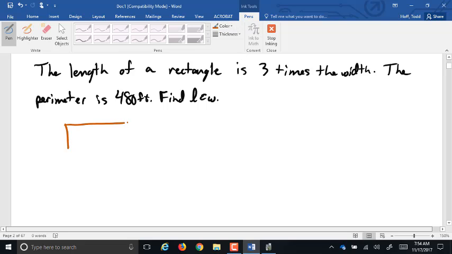I'll give you a little bit of a hand here. It's going to be a rectangle with a width and a length, and perimeter equals 2 times the length plus 2 times the width. I want you to try this in your notes. I'm going to give you a couple minutes.